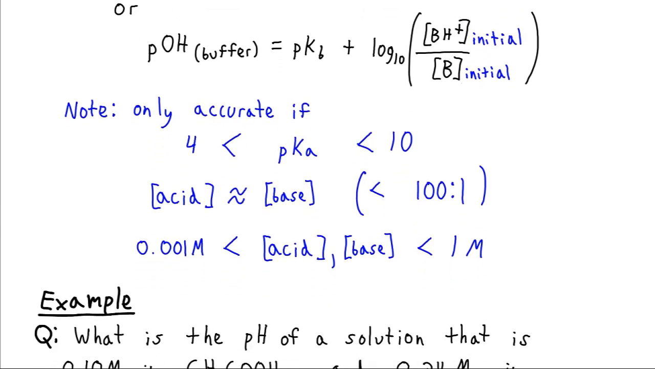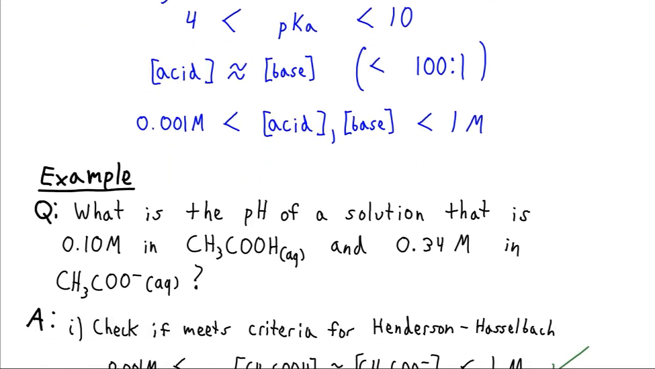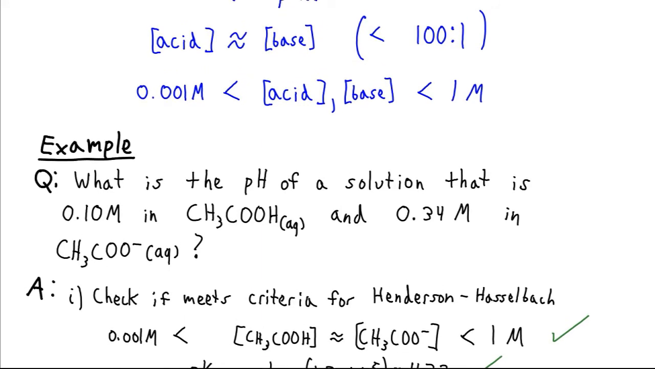So for example, let's go ahead and revisit the problem we considered previously. Find the pH of a solution that is 0.1 molar acetic acid and 0.34 molar acetate. First thing that we need to do is check and see if this meets the criteria for the Henderson-Hasselbalch. Well, our concentrations look very good. They're not really concentrated in the 1 molar range. They're not really dilute in the 1 millimolar range. They're not more than a factor of 100 difference. This is about 3 times this concentration.